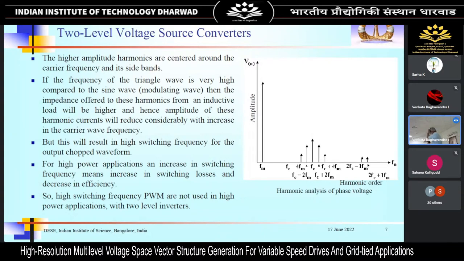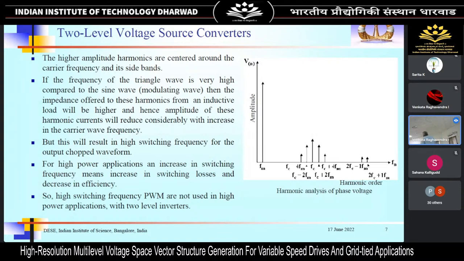Suppose you take an inductive load. For harmonics, the impedance is equal to L omega, where omega is the harmonic frequency. So the impedance becomes very high. So the harmonic current drawn by the load is very negligible. So resultantly, mostly the fundamental current passes through the load. So this is another way of suppressing the harmonics, correct? But we have to resort to high frequency switching.